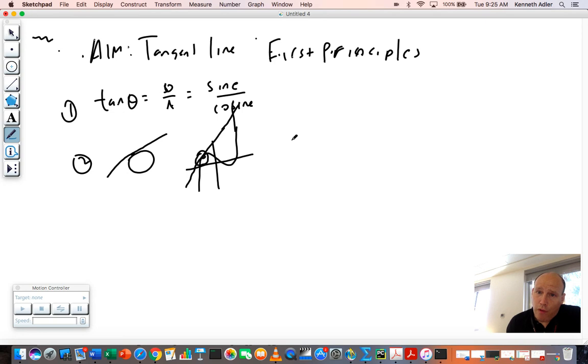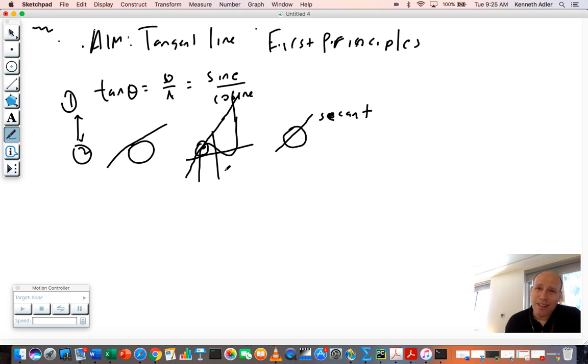You also recall from your geometry days that a line that passes through a circle at 2 points is known as a secant. So we're going to need that word. Okay, but I want to connect these two. How is the tangent that we know, sine over cosine, and the same idea that it touches the circle at one point? Well, let's do this quick.